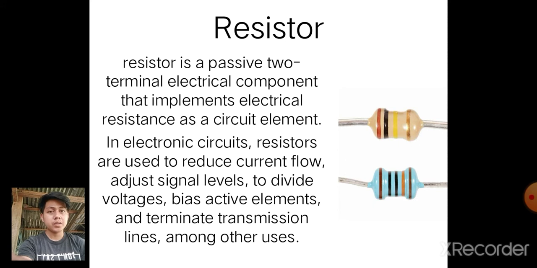Second is the resistor. A resistor is a passive two-terminal electrical component that implements electrical resistance as a circuit element. In electronic circuits, resistors are used to reduce current flow, adjust signal levels, divide voltages, bias active elements, and terminate transmission lines, among other uses. This is the picture of a resistor.